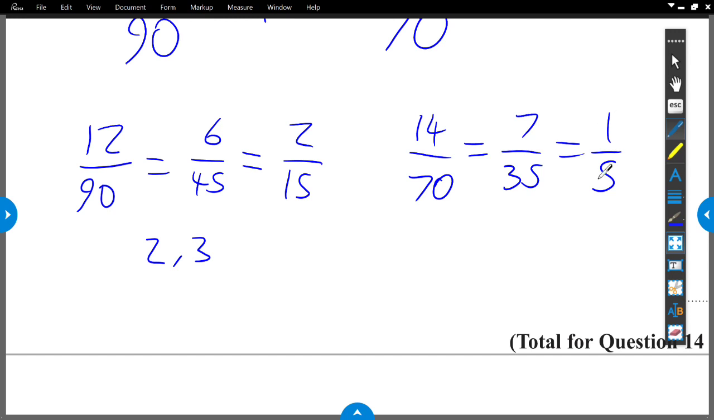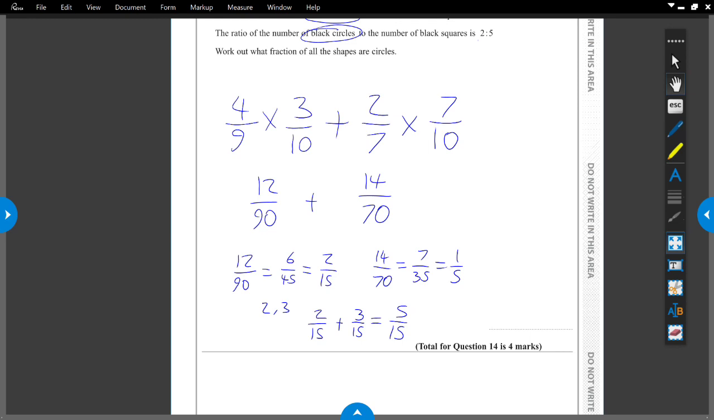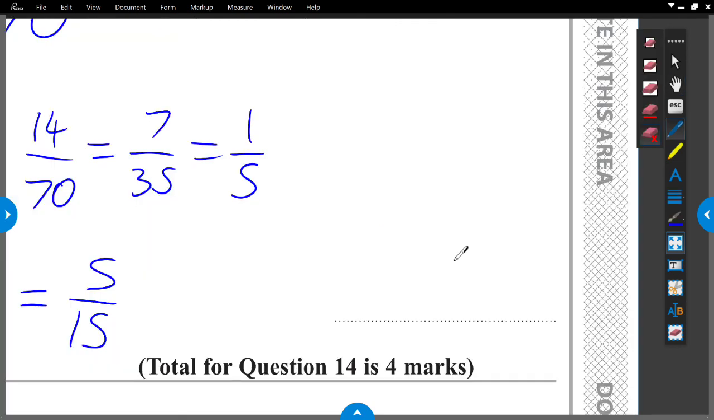But I'm just going to convert this straight into 15ths because I know we want the same denominator. So 2/15 add 3/15. So I've unsimplified this time. I've times both the numerator and denominator by 3. And I get 5/15, which I could leave as that. Nowhere here does it say to do simplest form, but 5 over 15, that's a third.